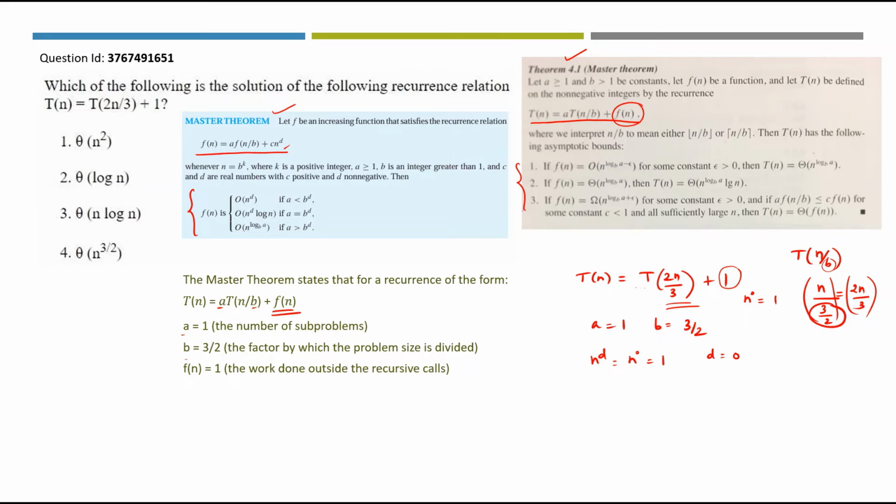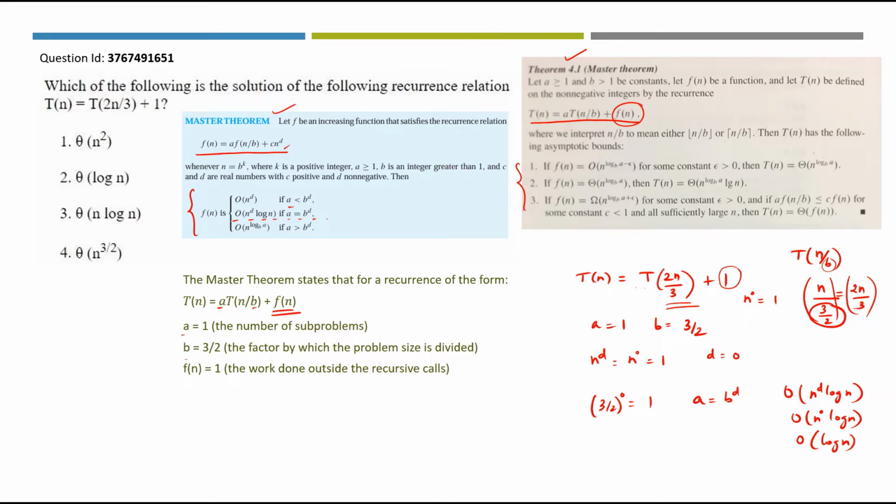Now we have to check a and b^d. a is equal to 1. What is b^d? This is also equal to 1. From this what we can understand, a is equal to b^d. So we are going with the second part. This is giving big O of n^d log n. What is n^d? It is n^0. What is log n? We have it as it is. So what is n^0? It is 1. 1 into log n will give you big O of log n.